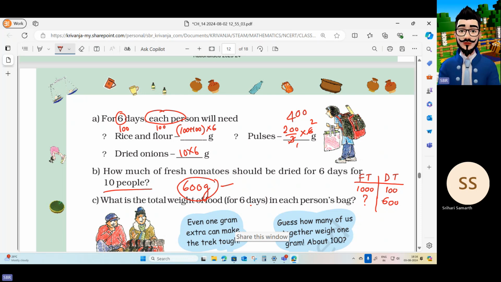fresh tomatoes? So 600 into 1000 divided by 100. Okay, so these two zeros, this zero goes. Now I'll be left with 6 into 1000, which is 6,000. 6,000 grams of fresh tomatoes is required, which is nothing but how many kgs?